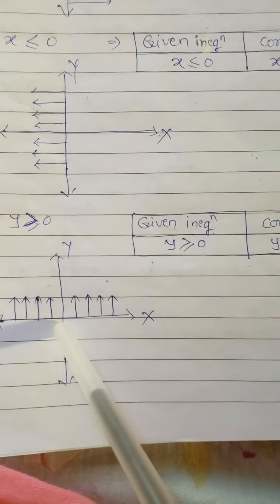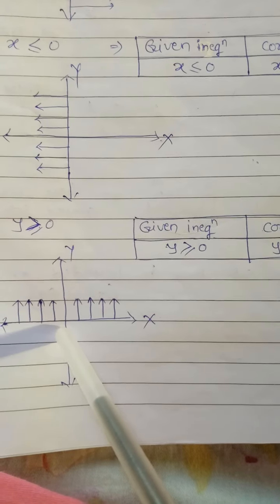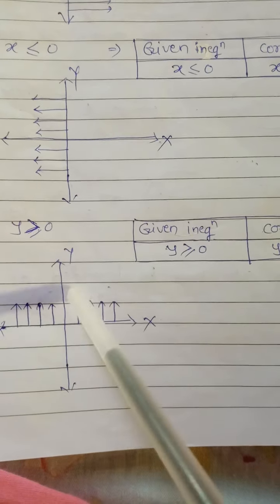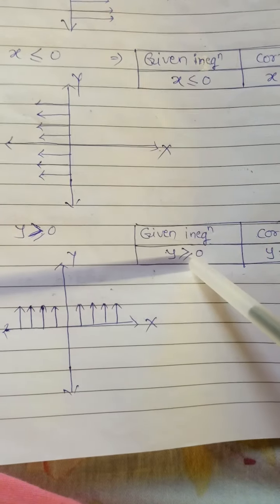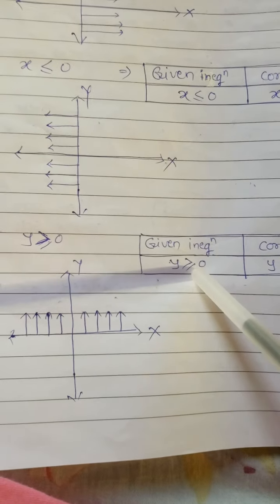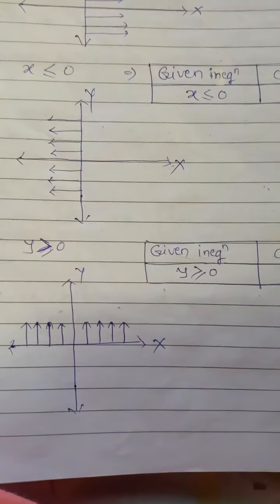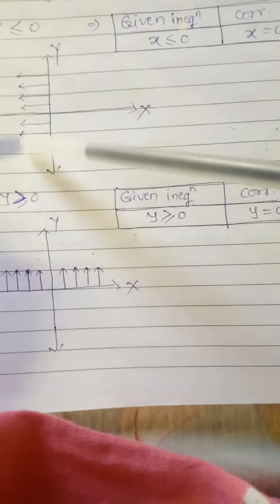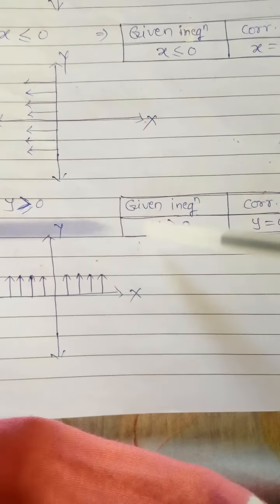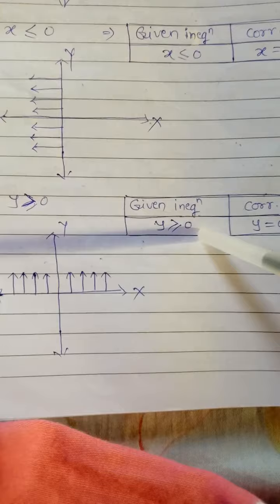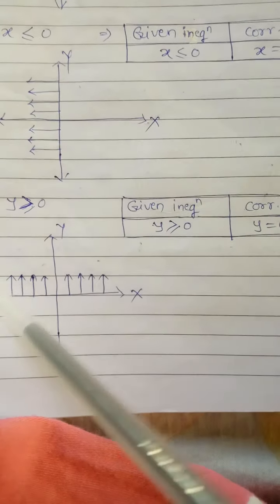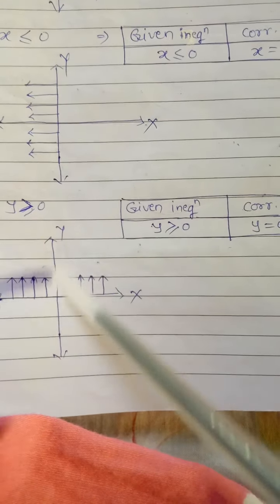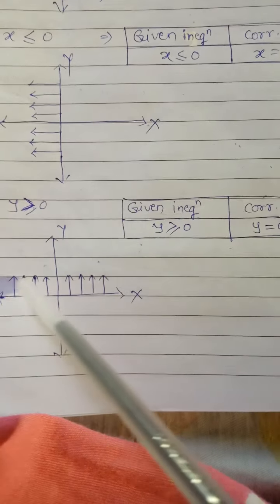Since here is 0, see the point of intersection, so you have to show the arrow on the upper side since the given equation is greater than equals to 0. Since there is a y-axis, given that y is greater than equals to 0, this part, these lines, also you have to include the y-axis. So you have to draw the arrows on the x-axis.